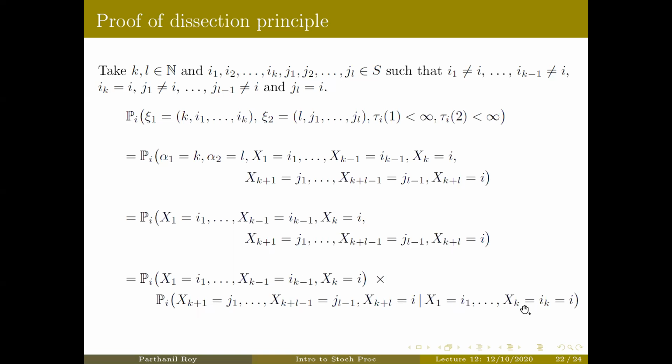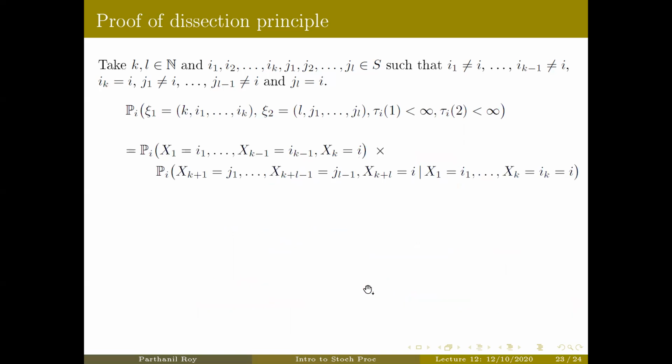Now, of course, we can use the Markov properties. That's what we are going to use now. So we have been able to show that for such states, this probability is actually equal to, this is the numerator of the left-hand side of star, this probability times this probability. This unconditional probability times this conditional probability.